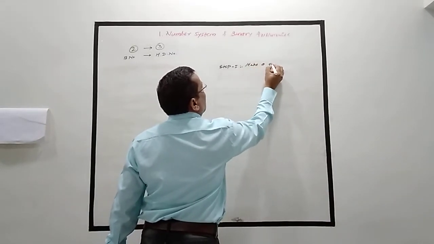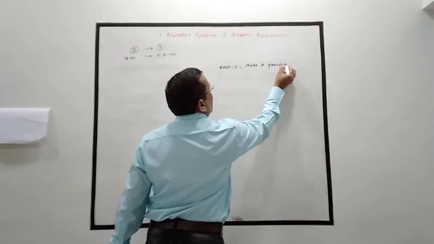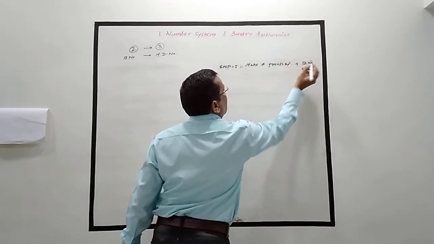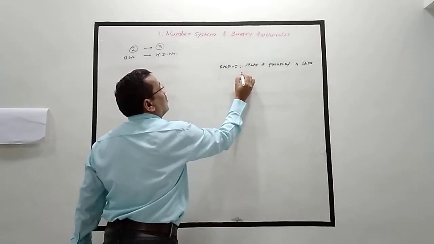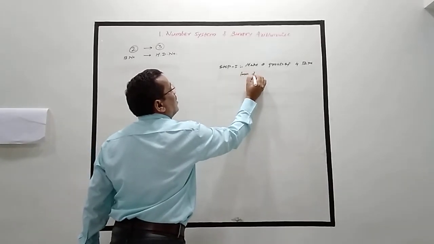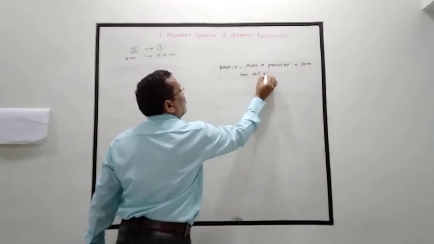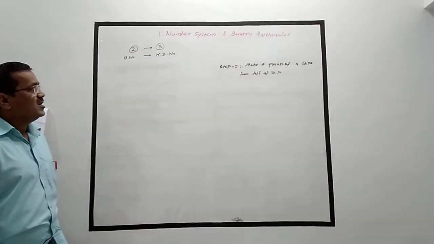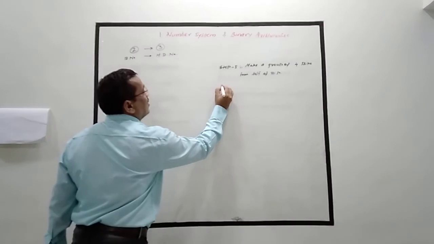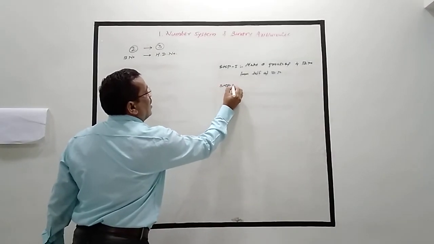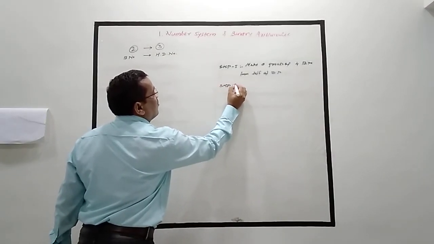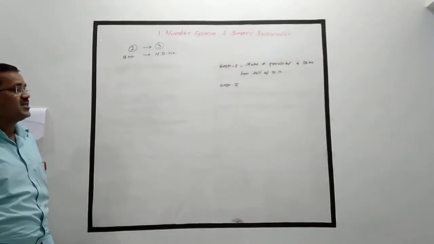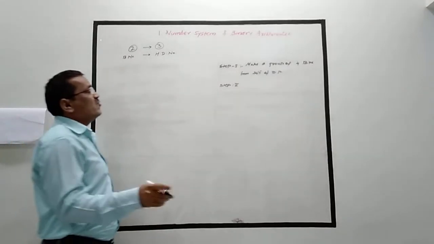Make a group of 4 bits from the left of the decimal point. Second step: after making the group of 4 bits, write its hexadecimal equivalent.